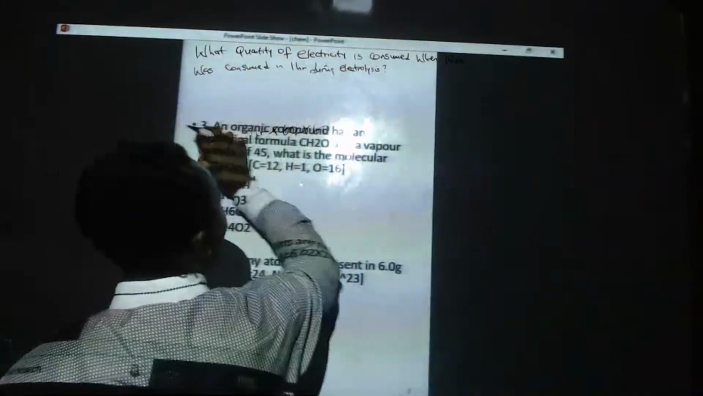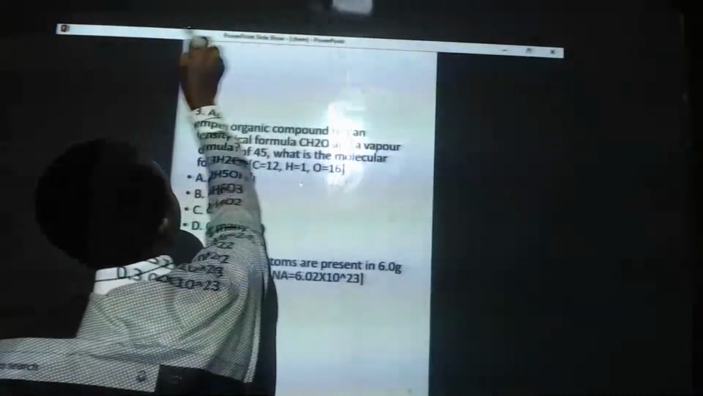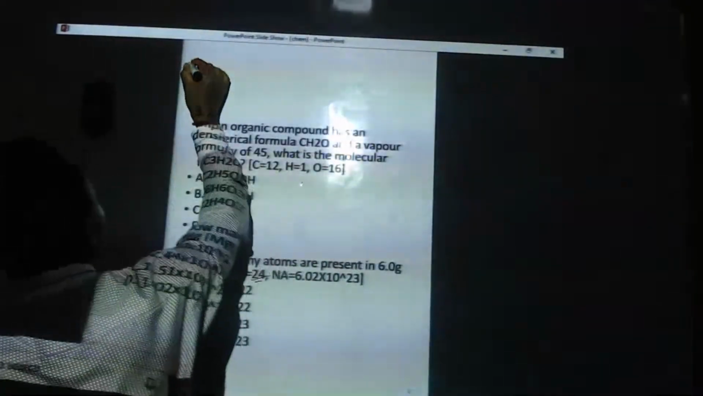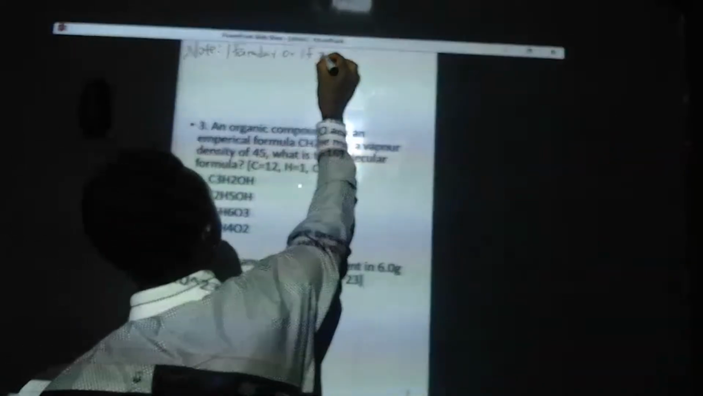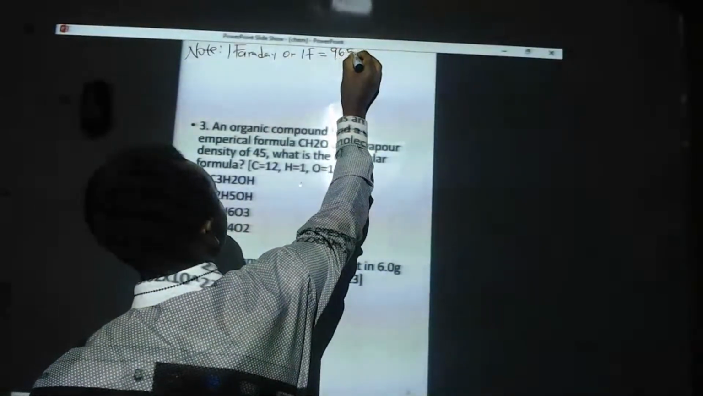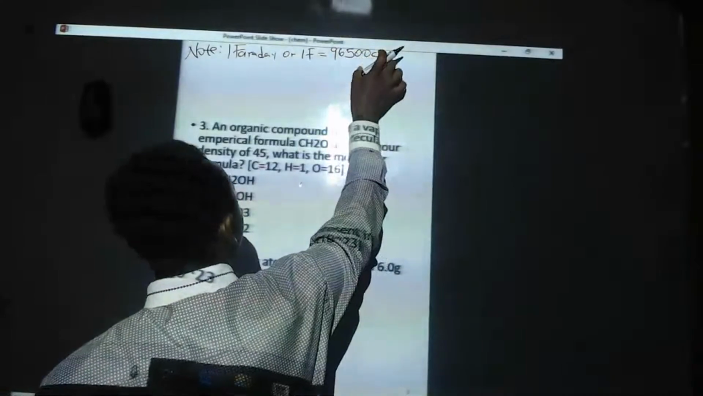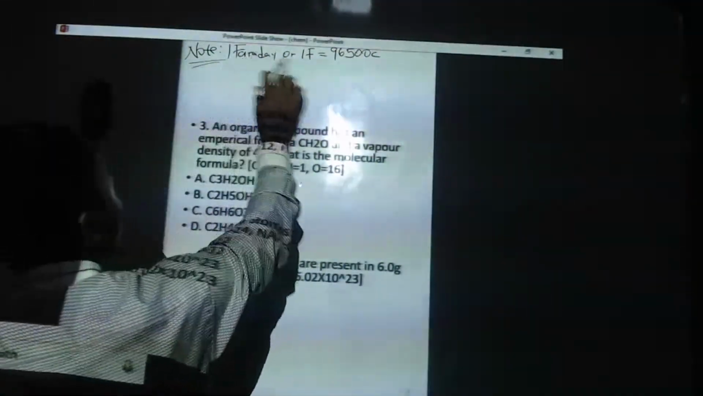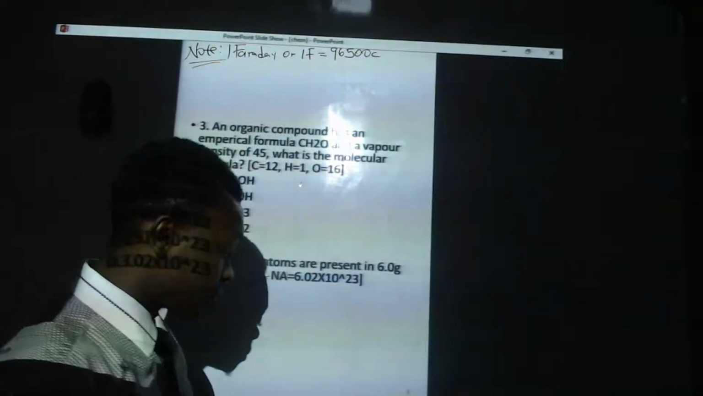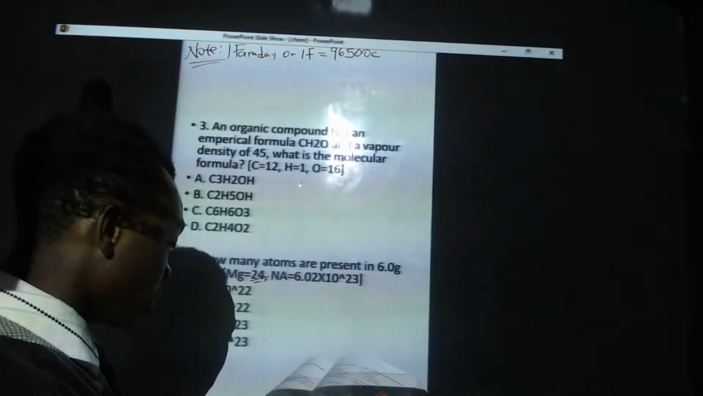Before I ask another one, let me note this down: note that 1 Faraday is equal to 96,500 coulombs. You have to note this. The 1 Faraday is equal to 96,500 coulombs. Alright, so let's go to the next question.